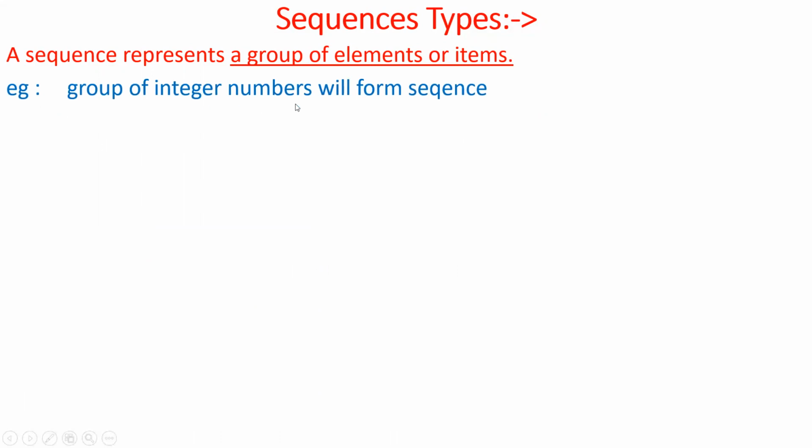So each group of integer numbers will form a sequence. Now see here, there is no guarantee that you have only integer grouping. You may have anything: grouping of character data, grouping of integer information, grouping of string information. You may also have grouping of different data. All of this fulfills the definition. Remember, a group of elements or items is called a sequence.